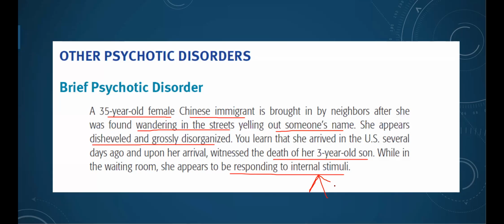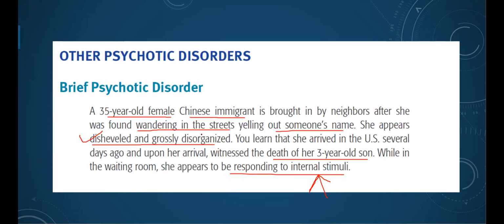What is appearing to respond to internal stimuli? That's hallucination. This is how they sometimes say hallucination. When someone responds to internal stimuli, that means some abnormal perception is going on. That's hallucination. Then the patient is grossly disabled and disorganized. So you have two important criteria for psychosis. But this is for how long?